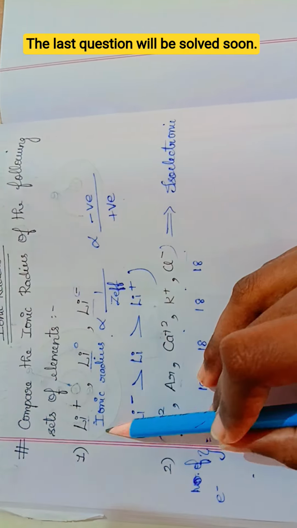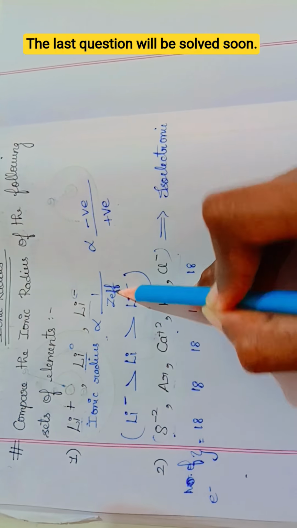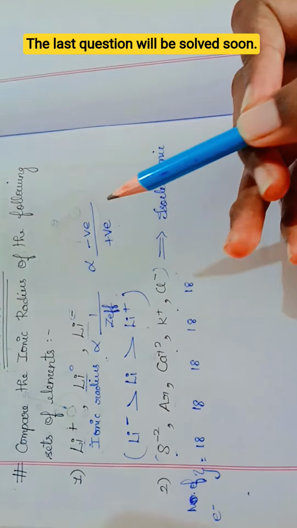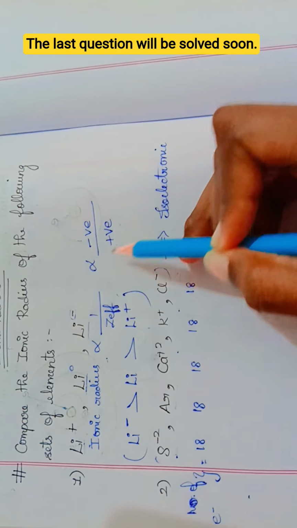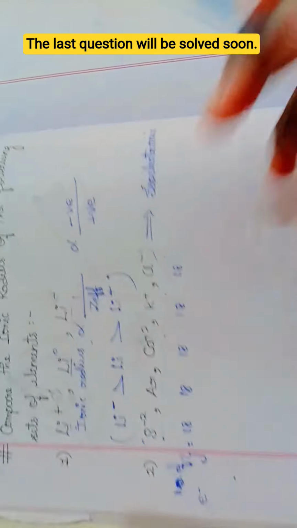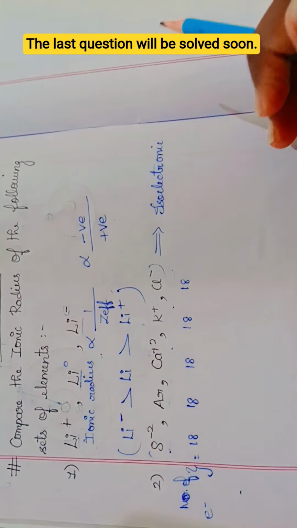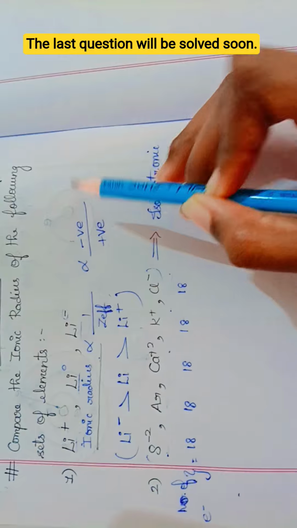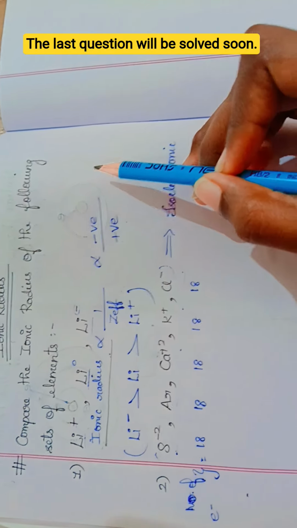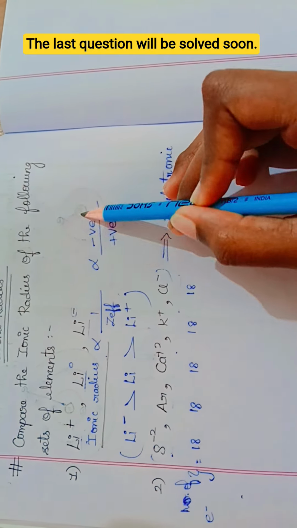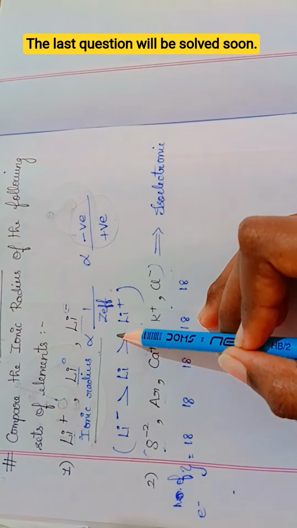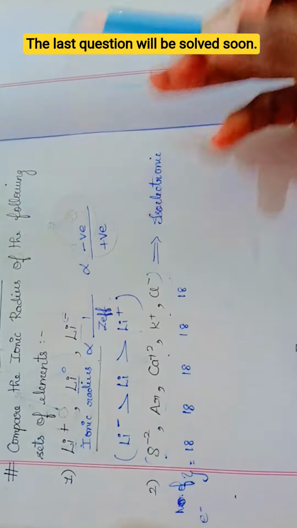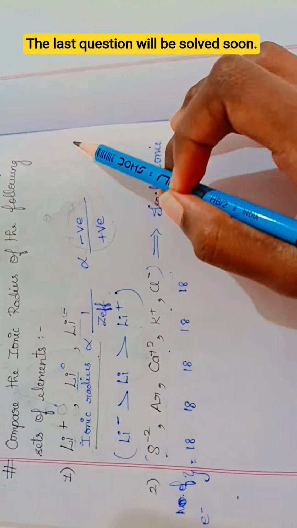We know that ionic radius is inversely proportional to the effective nuclear charge, and we also know that effective nuclear charge is directly proportional to positive charge and inversely proportional to negative charge. Therefore, ionic radius is directly proportional to negative charge and inversely proportional to positive charge. With this relation we can say that when the negative charge of the element increases, ionic radius increases.